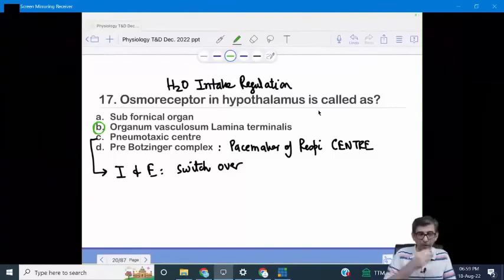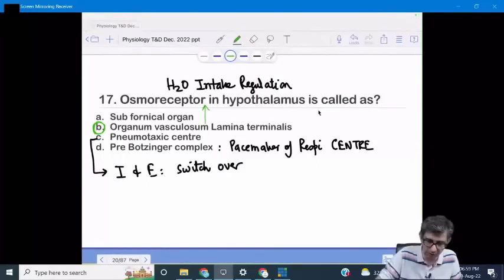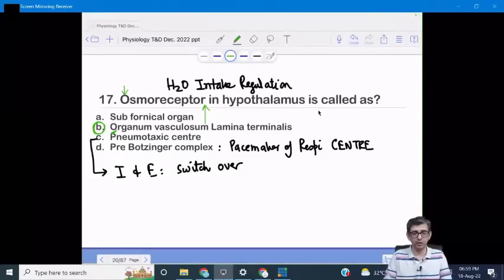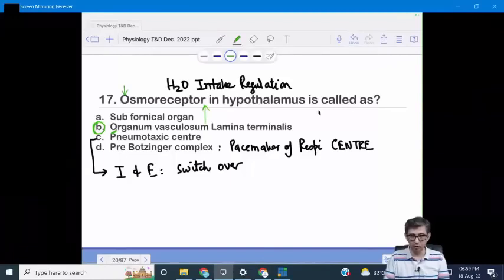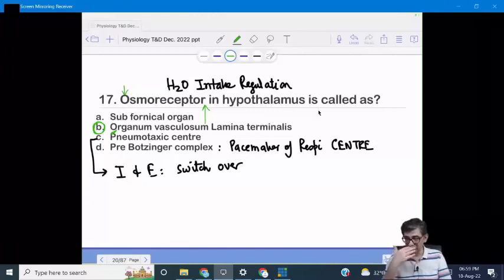The main function, this is an alternative term for osmoreceptor. Organum vasculosum, starts with O. Osmoreceptor, organum, the longest name, organum vasculosum lamina terminalis, and this also lies outside the blood-brain barrier. Because if you are in a dehydrated situation, then your brain will shrink otherwise. Dehydration happens, the brain shrinks, so it will cause irreversible damage.